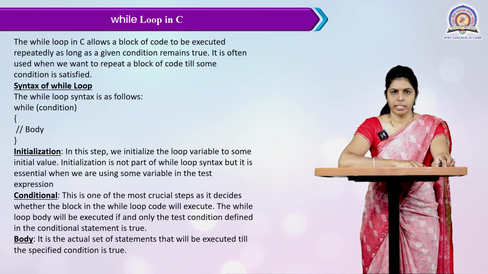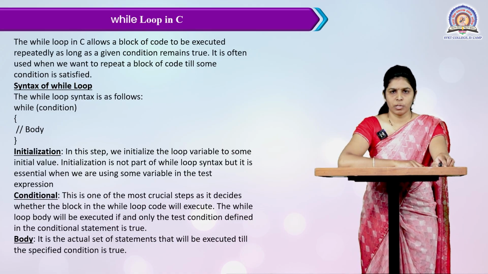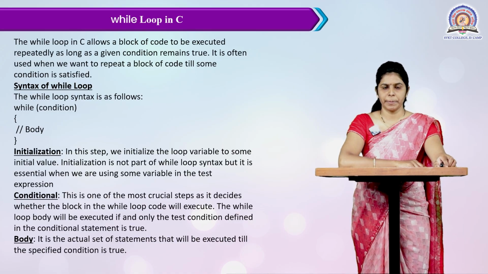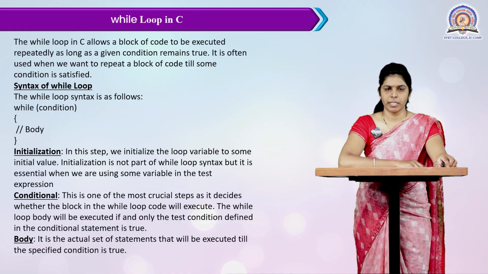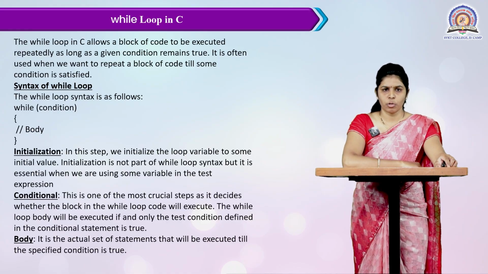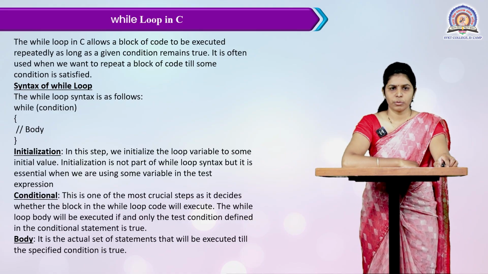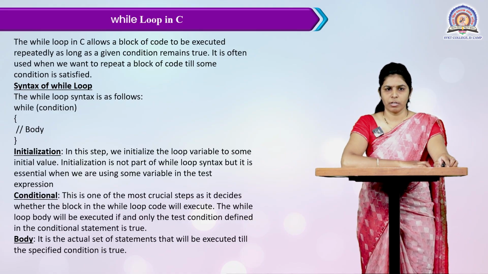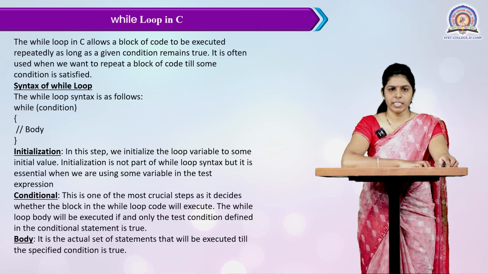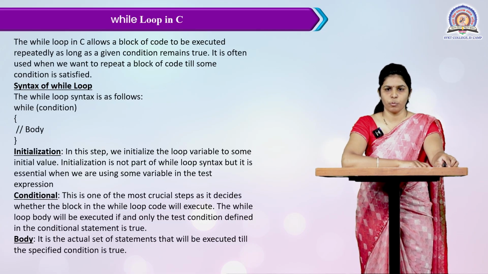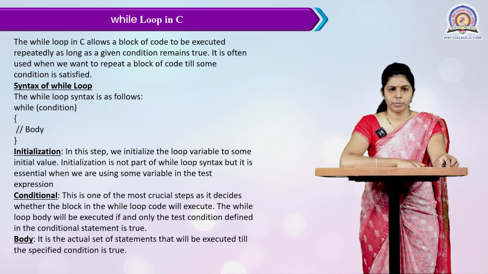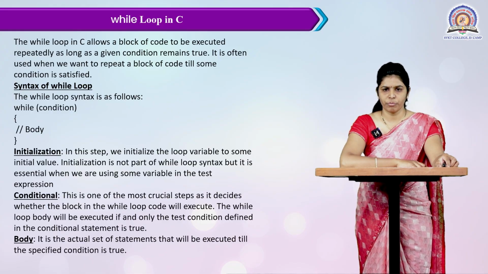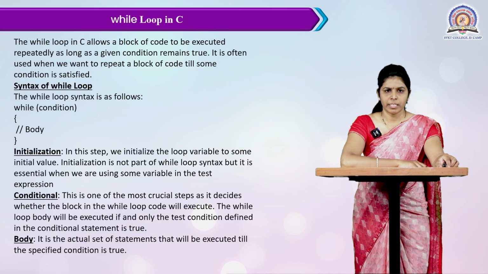Next is the while loop in C. The while loop in C allows a block of code to be executed repeatedly as long as a given condition remains true. It is often used when we want to repeat a block of code until some condition is satisfied. The syntax of a while loop is: while, condition, then the body of the code, and the loop ends when the condition is false. Initialization: in this step, we initialize the loop variable to some initial value. Initialization is not part of the while loop syntax, but it is essential when we are using a variable in the test expression.